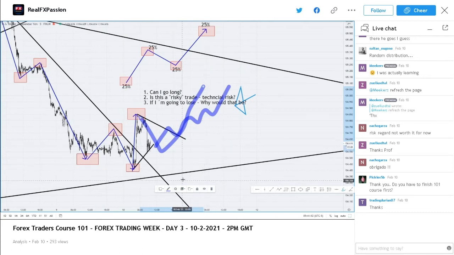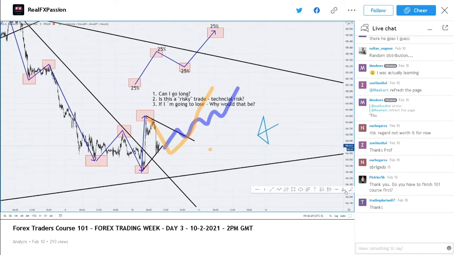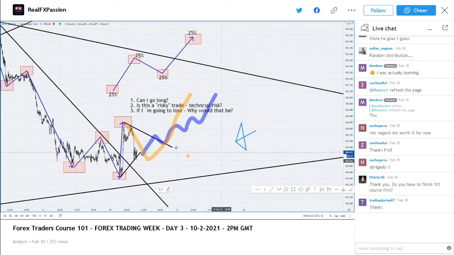Let's change the color. There is no right or wrong. I can go long right now. Yes, I can. But what's the technical risk? The technical risk, this uptrend, it's only 50% confirmed. This is my technical risk. Pickle says untradeable pattern. Miker says yes, Bruno says yes. So if I'm an aggressive trader and I'm going to enter right now, and if I'm going to lose, everybody, what's the reason?